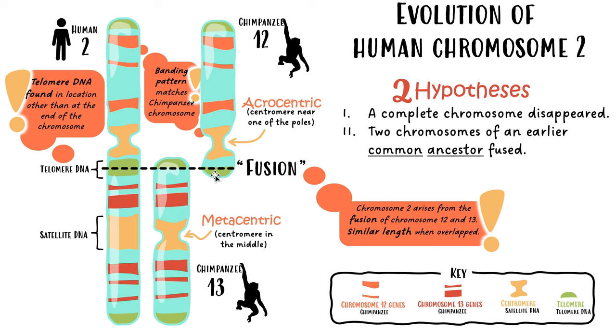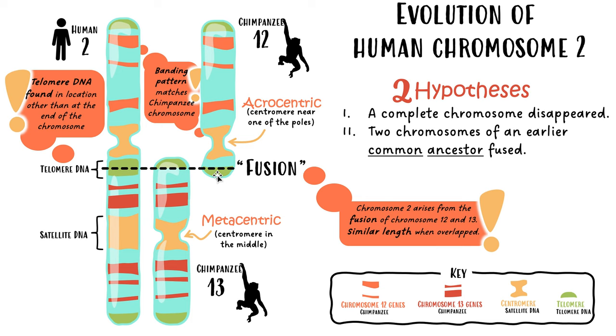It doesn't code for any genes. This DNA is more for protection. It keeps the chromosome strong and prevents it from degenerating so quickly. So we call this DNA at the end telomere DNA. They found that this part here in human chromosome 2 was telomere DNA. They looked at the sequence of the DNA and found that it's actually the kind of DNA you would find at the end of chromosomes.